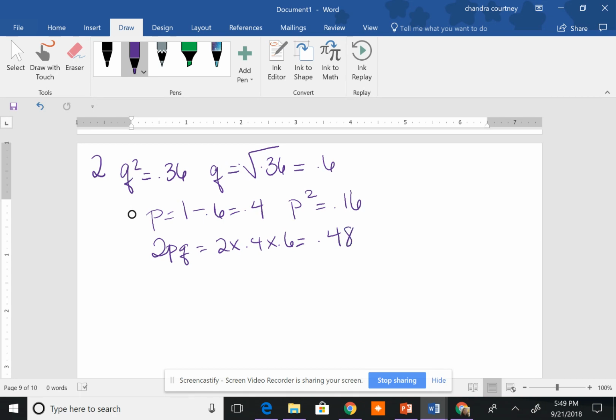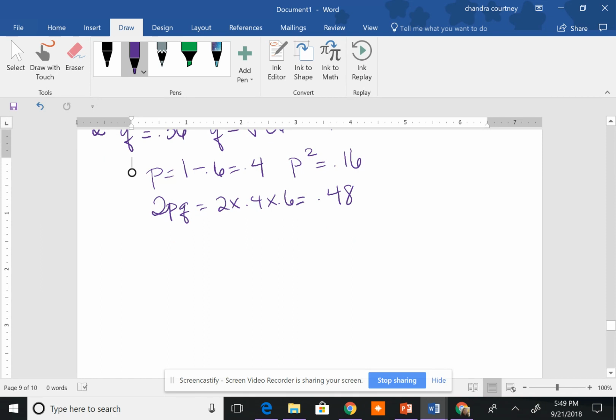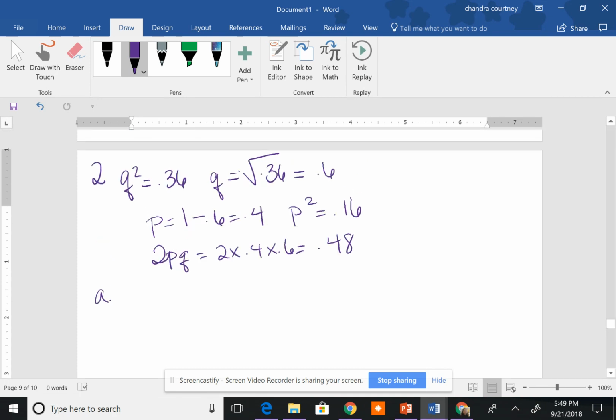Okay, so we've solved the entire thing. All variables are accounted for. So now let's look at the questions. Part A wants you to calculate the percentage of the population that is homozygous dominant, or P squared, for the gene. So my P squared value would be this right here. So my answer now becomes 16%.